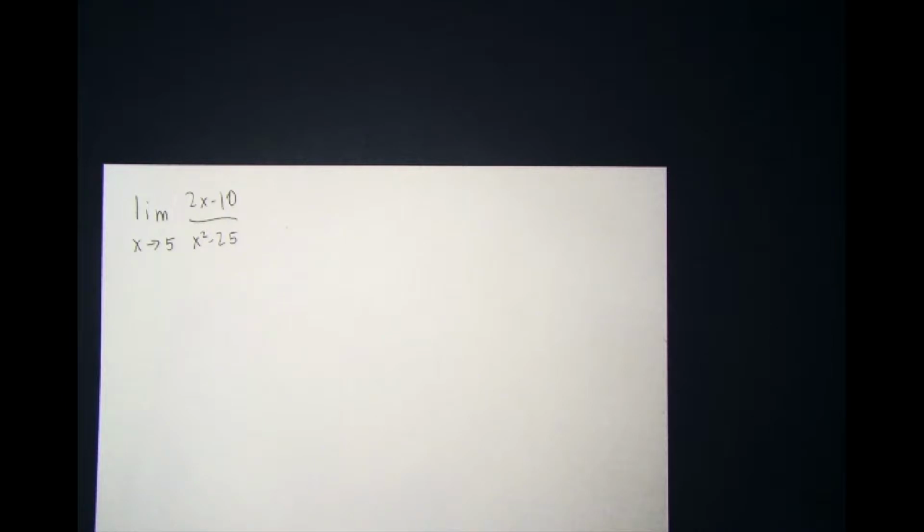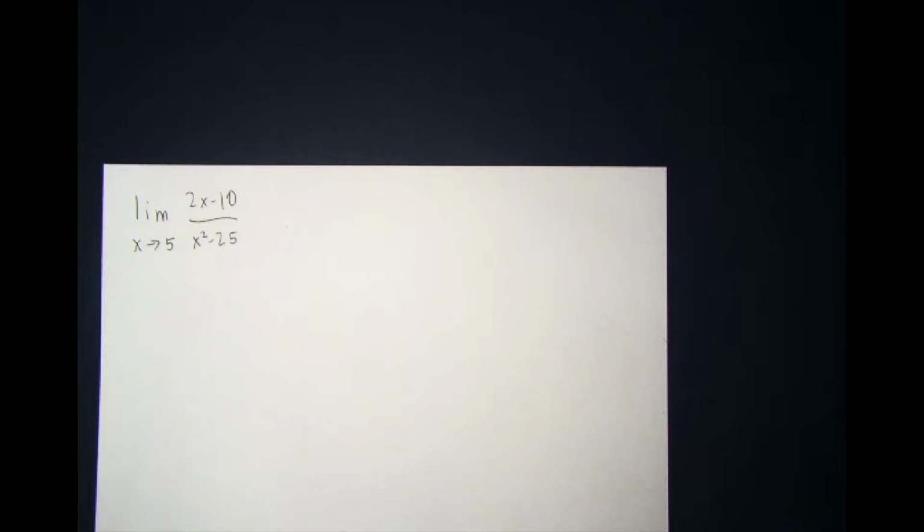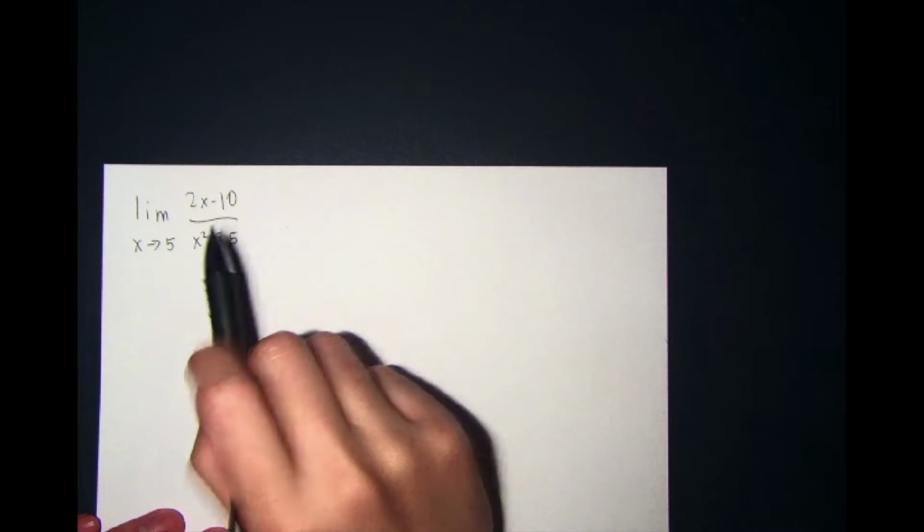Now, unfortunately, direct substitution doesn't always work out. In this case, we can see that if we plug in 5, the top is going to be 0 and the bottom of the fraction is also going to be 0, which doesn't exist. So what we have to do is we can actually factor. So we can factor a 2 out of the numerator. So we get limit x approaches 5, 2 times x minus 5. And we can factor the bottom to be x plus 5 and x minus 5.